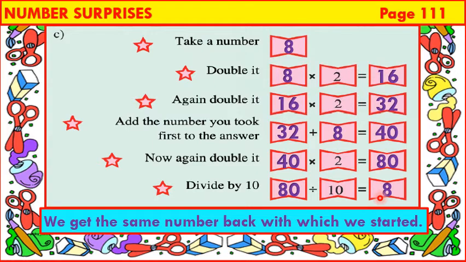In this question also we got the initial number back. Here we assumed the number 8 and after doing 5 operations we got the same number 8 back. This game also you can play with your family and friends by asking them to assume a number and performing these 5 operations and then getting back the assumed number.